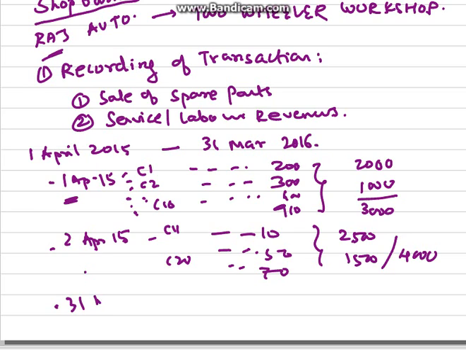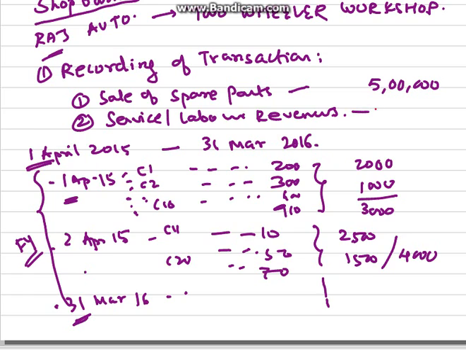Say till 31st March 2016, this complete period is a financial year. A year basically starts from 1 April to 31st March. This is a financial year in terms of accounting. So these transactions are recorded, and at the end of the year you see that you have sold spare parts of, say for example, 5 lakh, and earned labor revenue of 2 lakh, and the total is 7 lakh. This procedure, one by one, is nothing but recording of the transactions.